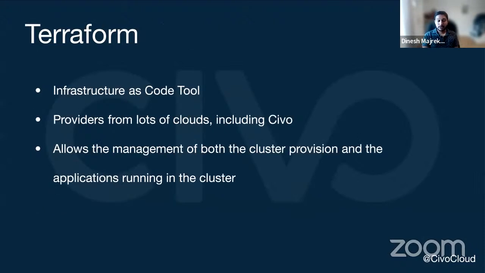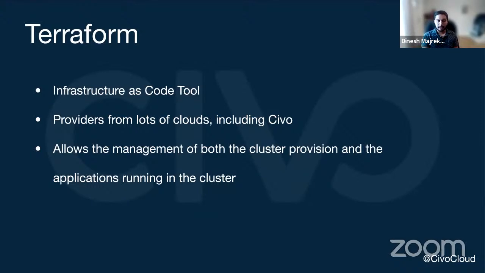So that's where tools like Terraform come in, which is infrastructure as code. By that, you're able to define something in Git and then apply it to a cloud provider, Civo included, but other clouds as well. And it provisions both infrastructure, and then you can also provision the applications running inside your infrastructure.